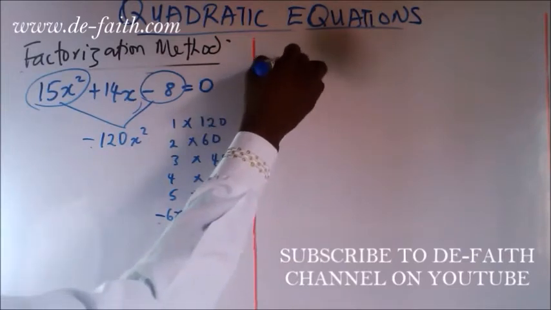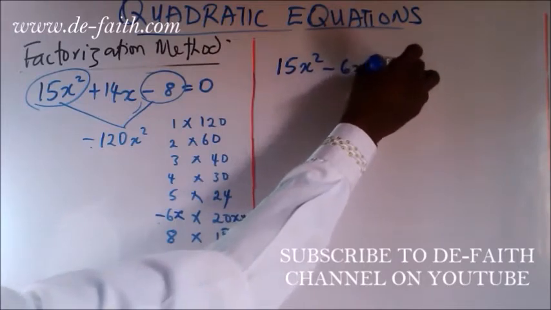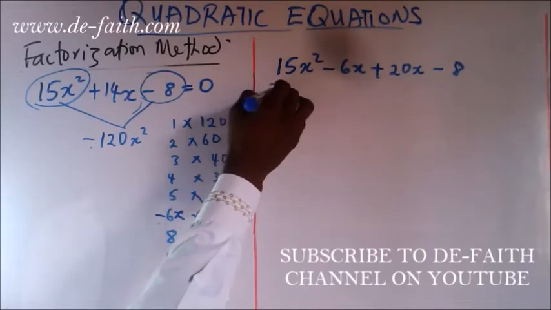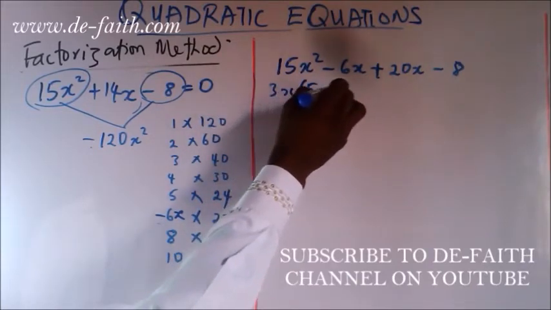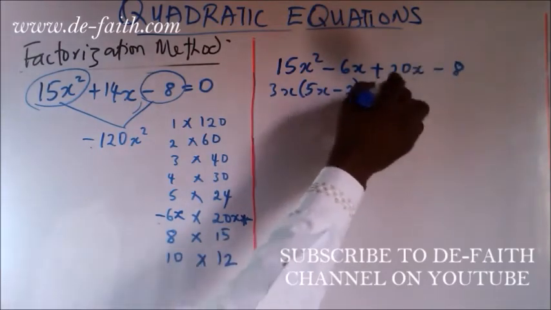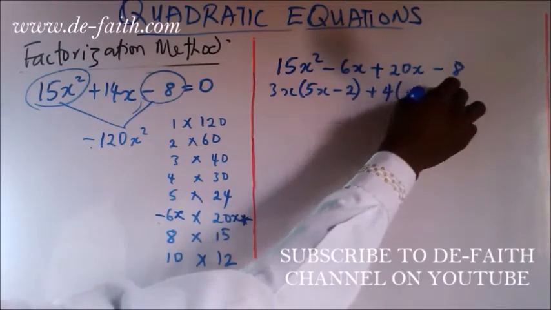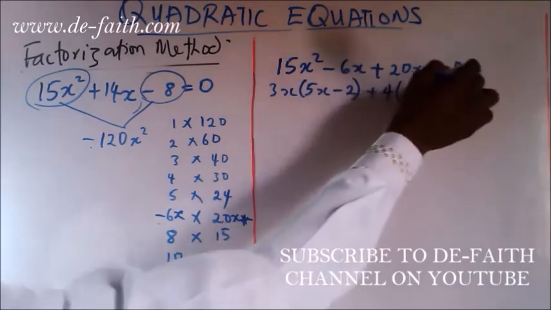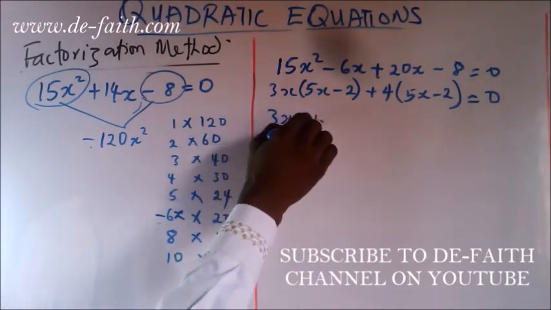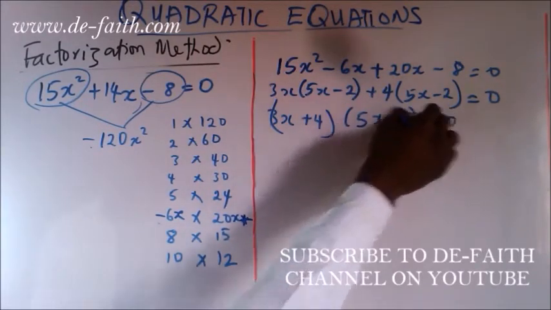So we have 15x squared, then we replace with minus 6x plus 20x minus 8. We'll group this. What we have common here, we have 3x into bracket 5x minus 2 plus, what do we have common here? We have 4 common. 4 into bracket 5x minus 2. So we have these two, which are now the same. So we have 3x plus 4, and then 5x minus 2 equal to 0.